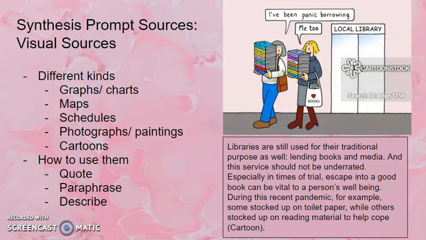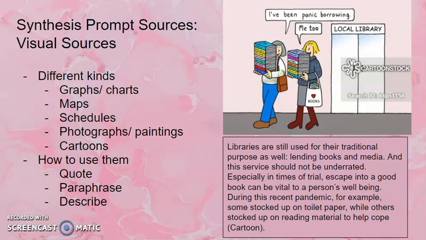Libraries are still used for their traditional purpose as well, lending books and media. And this service should not be underrated, especially in times of trial. Escape into a good book can be vital to a person's well-being. During this recent pandemic, for example, some stocked up on toilet paper while others stocked up on reading material to help cope. And then I cite it at the end.